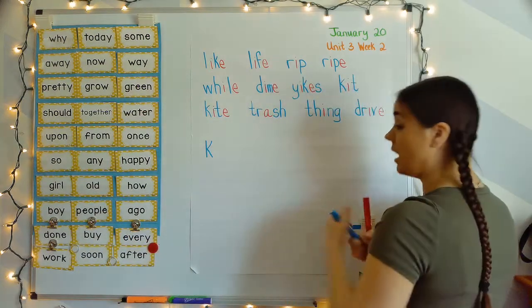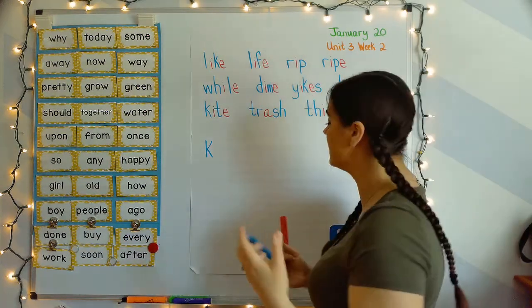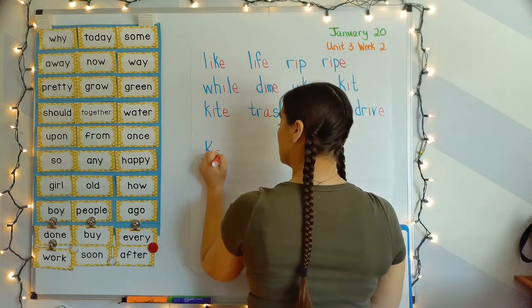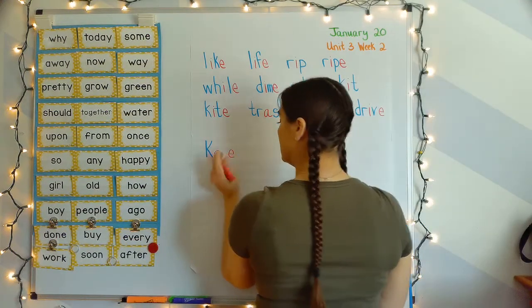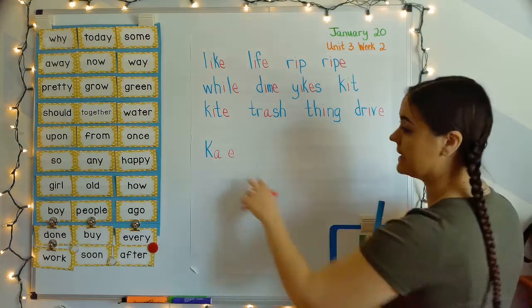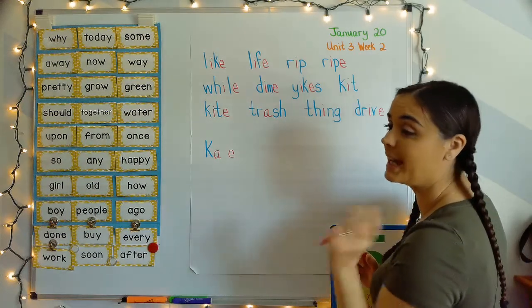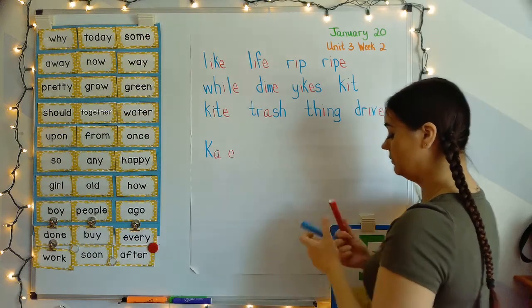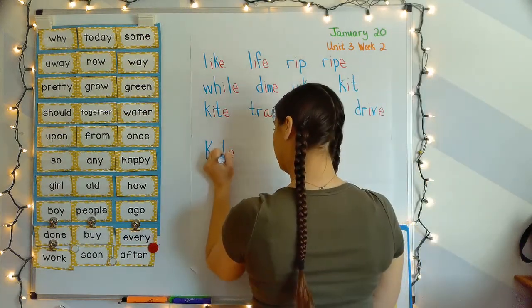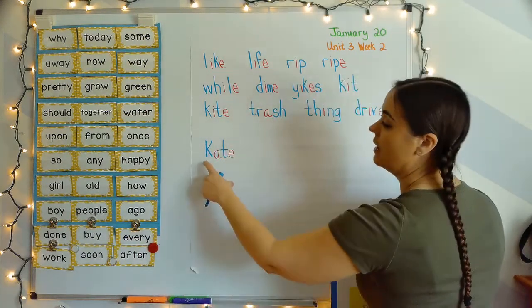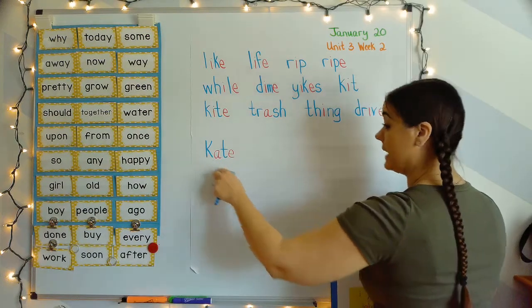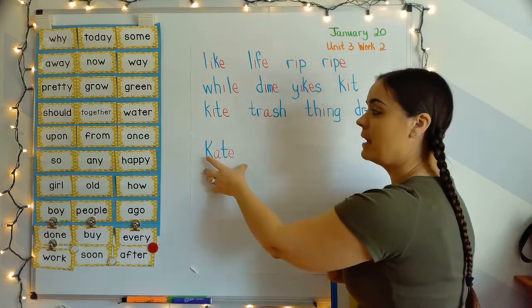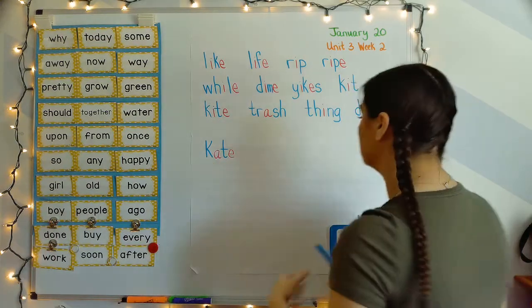K says ka. Remember, it's a capital K because it's the beginning of a sentence. A blank E makes the long A sound, like in the middle of the word train. A says its name, ka, A. T says ta, ka, ate, Kate. So this is another reason now that it's capitalized. It is a person. It's a noun.